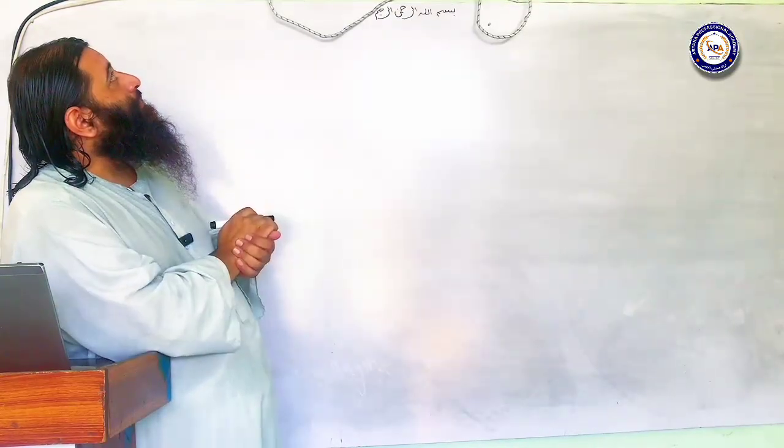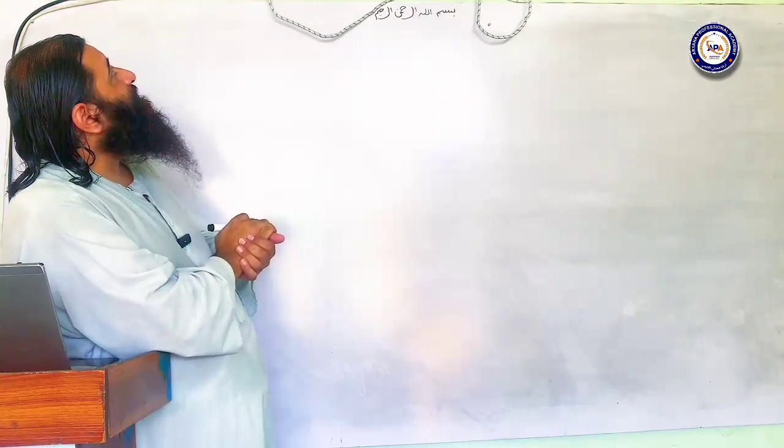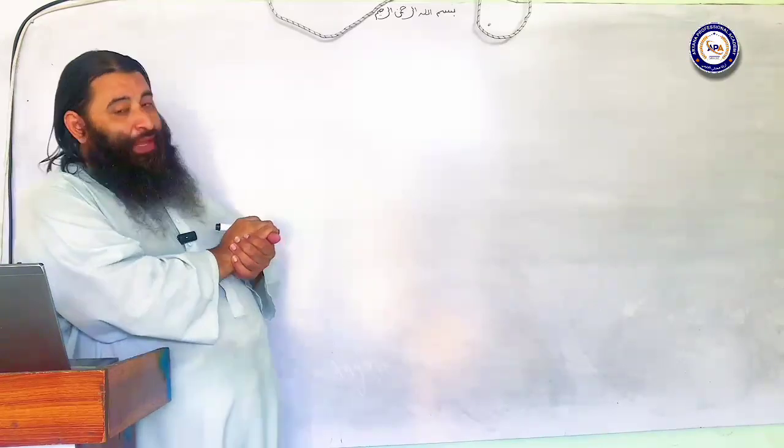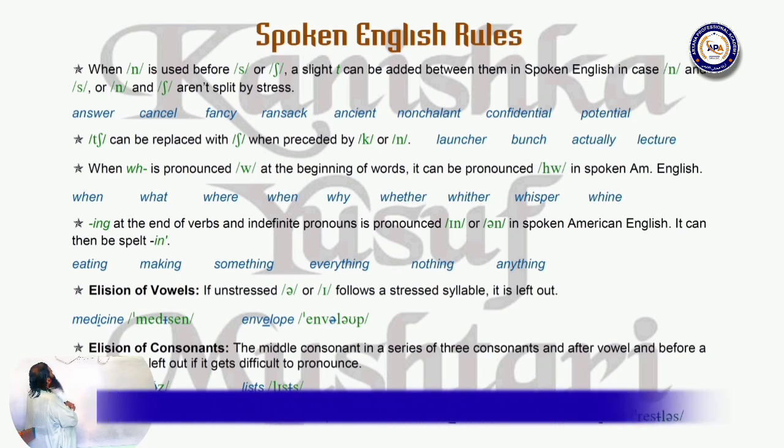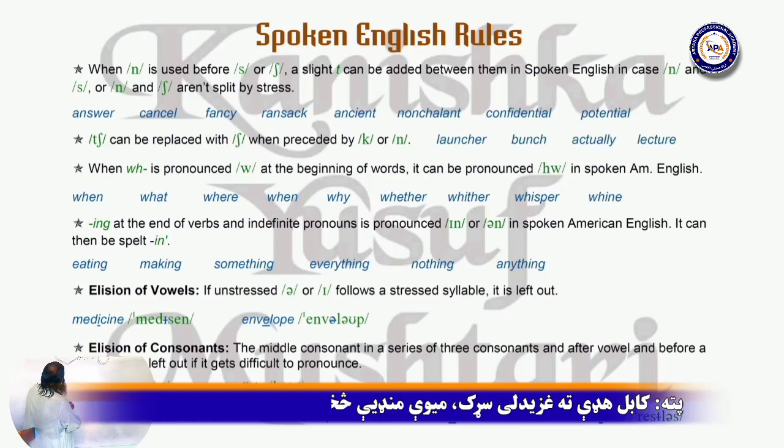So we'll directly come to the rules. The first rule we've got today is: when n sound is used before s or sh sound, a slight t can be added between them in spoken English, in case n and s or n and sh aren't split by stress.